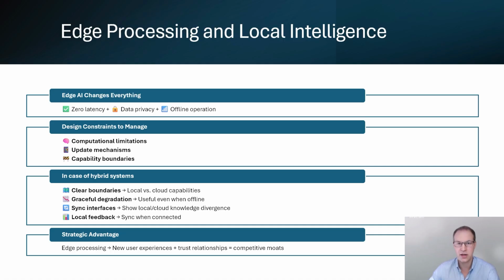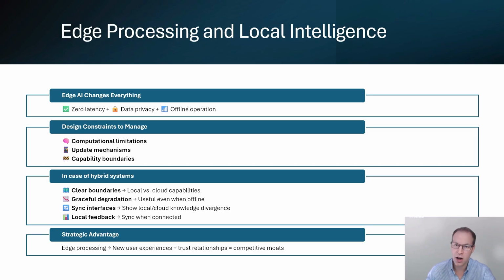You can, however, think of hybrid systems. In that case, you can design clear capability boundaries that help users understand what the edge agent can do versus what actually requires cloud connectivity. This is important for transparency, especially when privacy concerns are there. You want to implement graceful degradation, where agents remain useful even when offline, though the capabilities are more limited. You also have to think of synchronization that clearly shows when local and cloud knowledge diverge and provides control for selective updates. Sometimes these are things that can happen. Also design a feedback mechanism that can operate locally but synchronize when connected. This ensures continuous improvement even without constant connectivity.